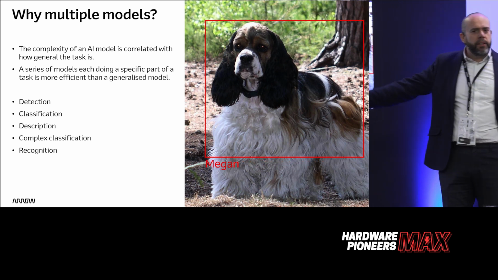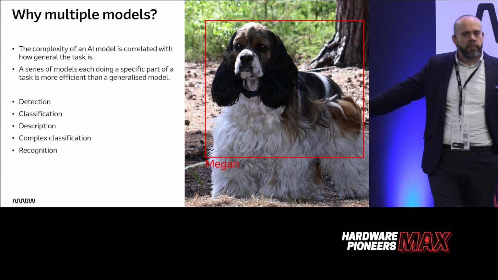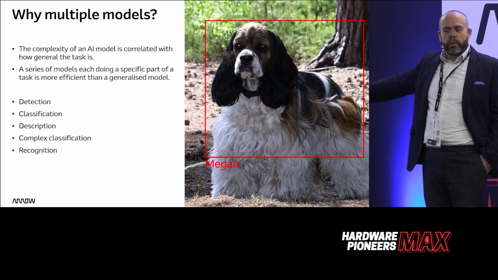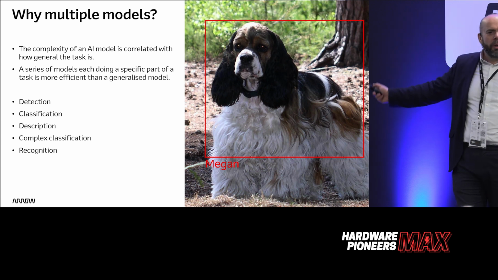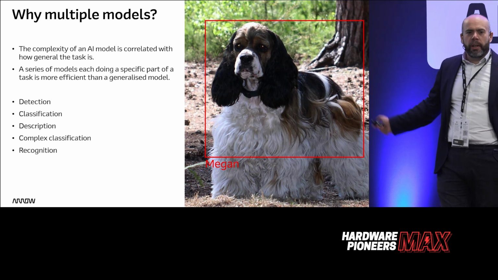Recognition. It's interesting whether this is actually harder than the classification. Feeding a model saying that this dog's called Megan and then it recognizing that it's Megan is actually a very different problem than it just recognizing that any dog is an American Cocker Spaniel.